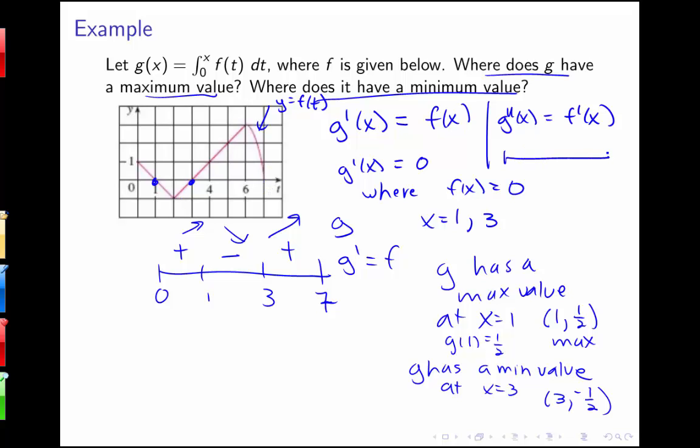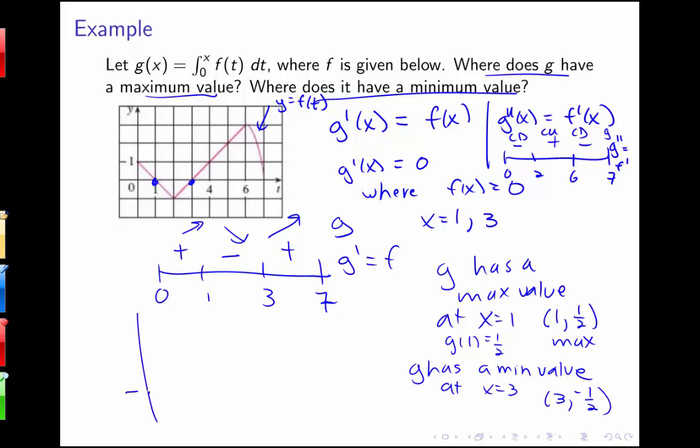I see that f prime doesn't exist at 2 because I've got a corner here, as well as at 6. So if I was going to make a sign chart for g double prime, I'd have 2 and 6 on here. This goes from 0 to 7. This is for g double prime, which means I'm looking at f prime. Between 0 and 2, my function f is decreasing, so f prime would be negative. Between 2 and 6, I'm increasing, so this would be positive. And between 6 and 7, I'm decreasing. So I see that g would be concave down, concave up, and then concave down.